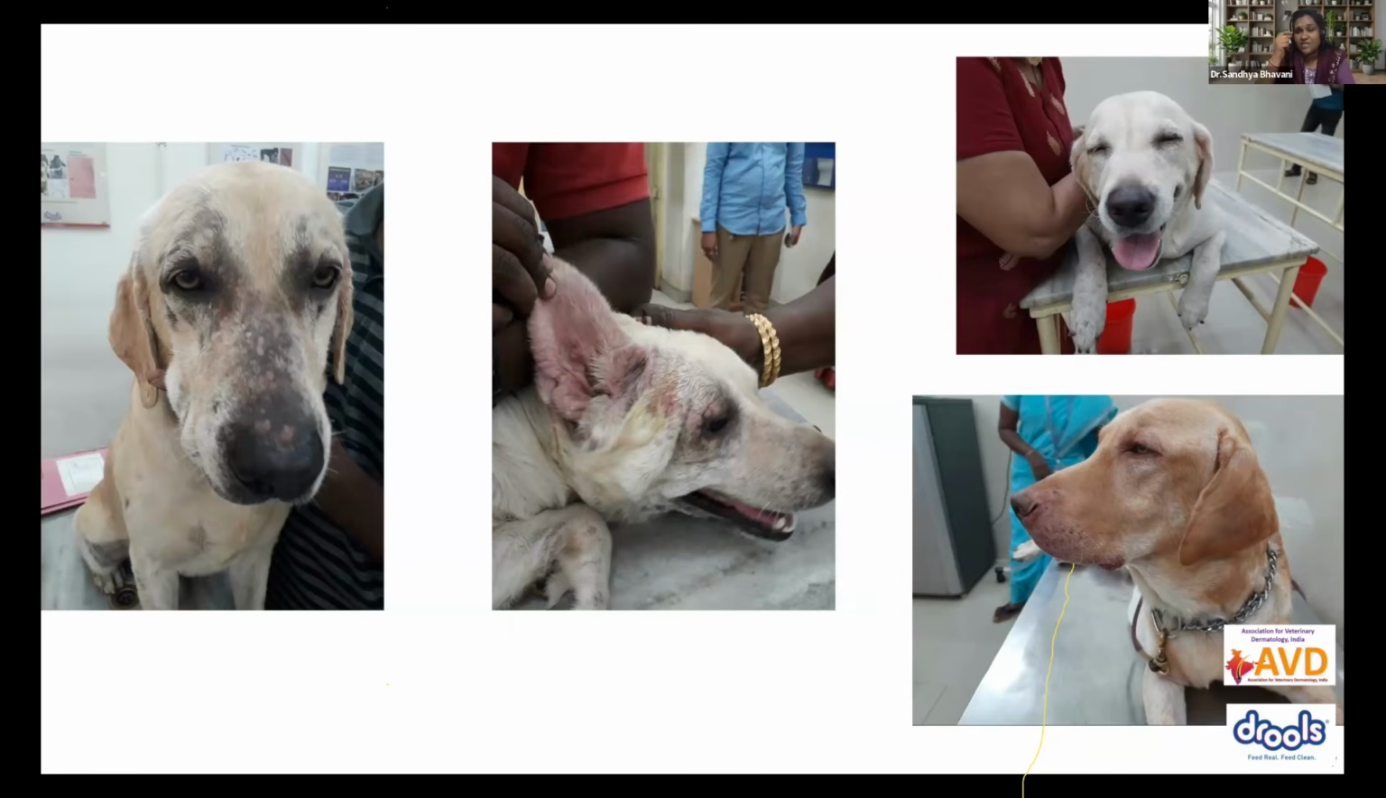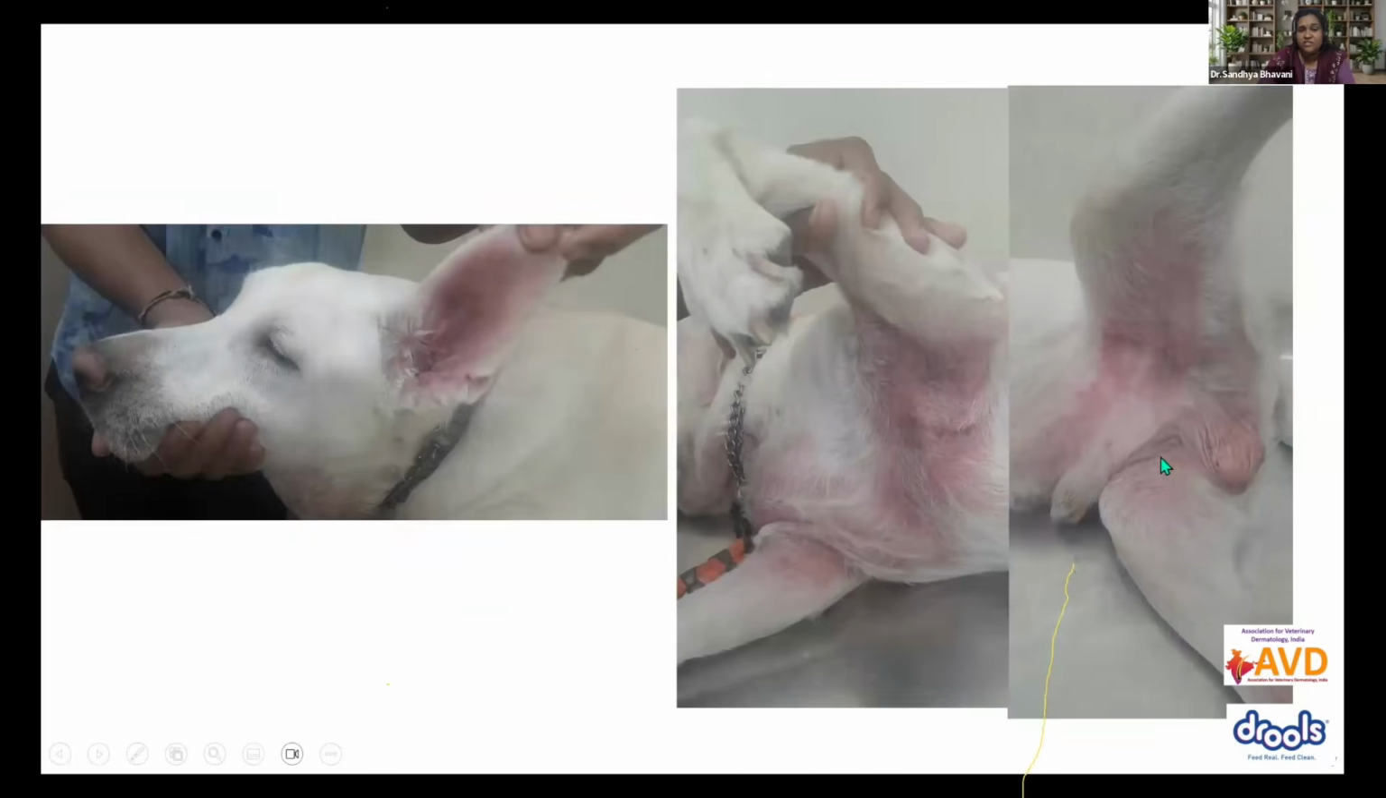So it is getting affected, like inside your eyes, the iris also will be affected. So it will have blepharospasm like photophobia. It will be seen in a few cases. And here you can see erythema around the oral cavity and around the eyes. So this is a classical sign of an atopic dog.